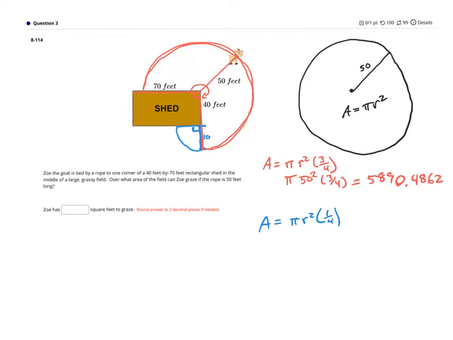So the next thing we're going to do is take a look at the smaller one, which is pi times 10 squared times 1/4, which is going to equal 78.5398. Now, to get the total amount of area, I just add those two together, and that will give me my final answer, which would be 5969.03 when rounded to 2 decimal places.